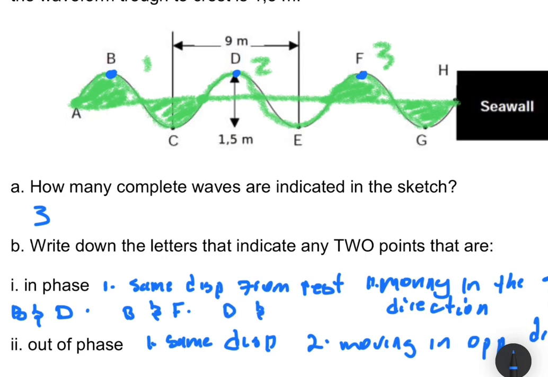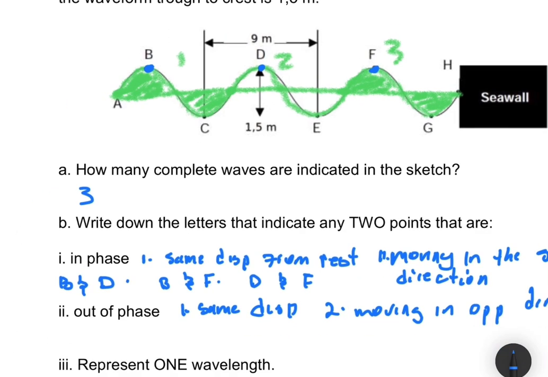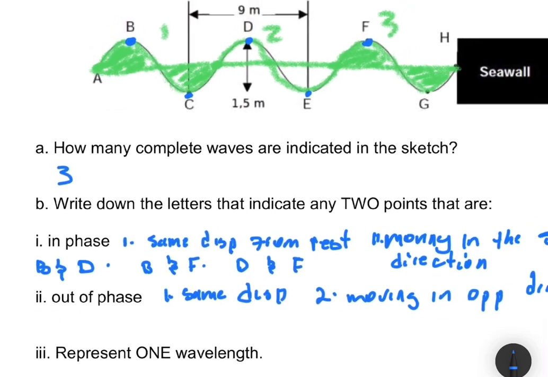D and F, right? We can also go to the other points. C and E are in phase. They have the same displacement from rest, and they are moving in the same direction. Right, now let's go to out of phase.